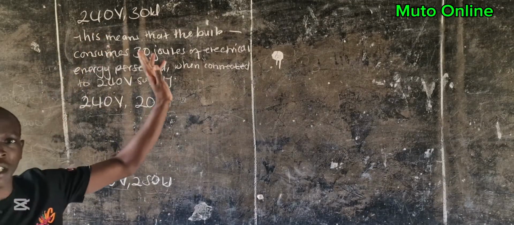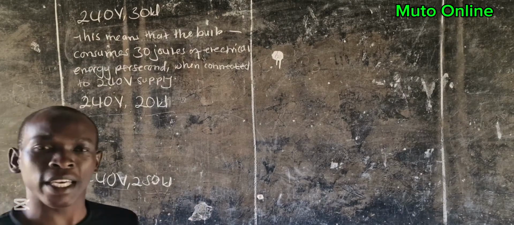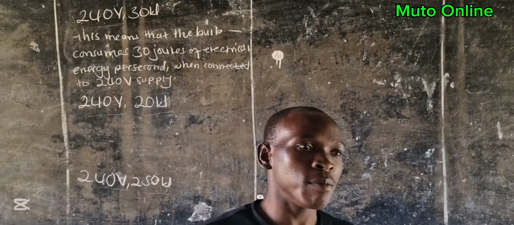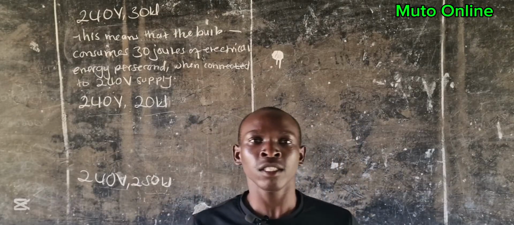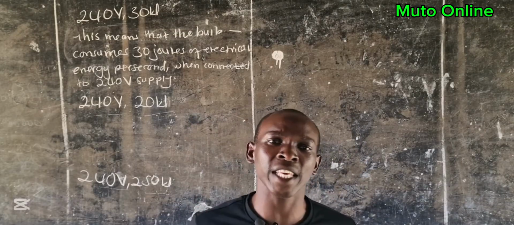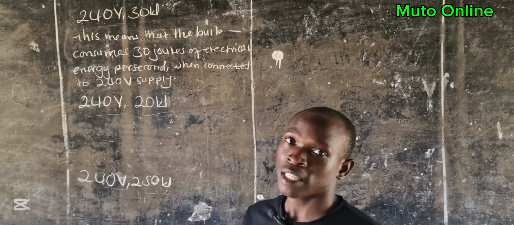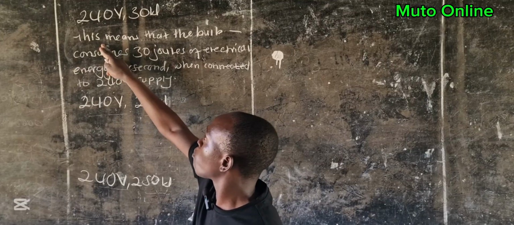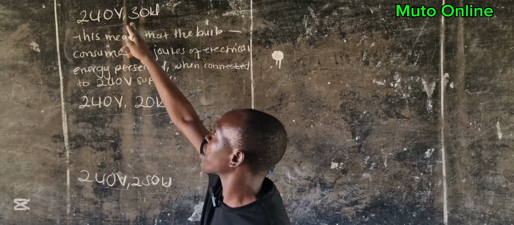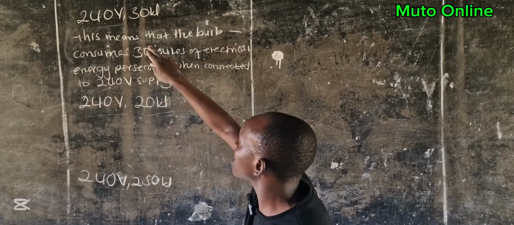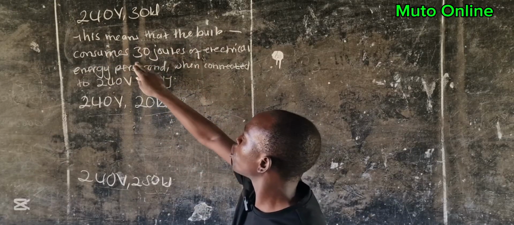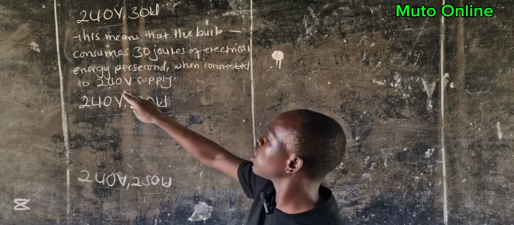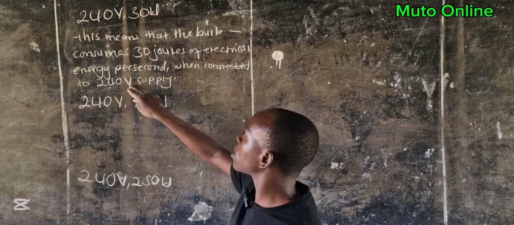Whenever you see a bulb or any electrical appliance rated, maybe it can be a heater, a blender or anything, as long as it is an electric appliance, it is each rated differently. Now, according to this parent's bulb, if it's rated 240 V, 30 watts, then this statement just simply means that the bulb consumes 30 joules of electrical energy per second when connected to 240 volt supply.